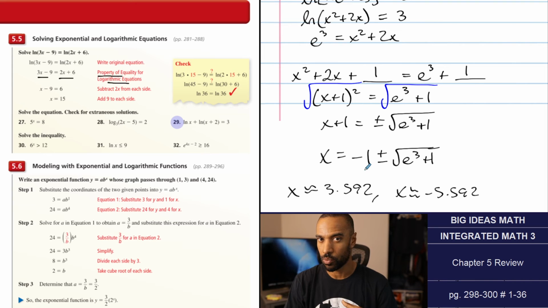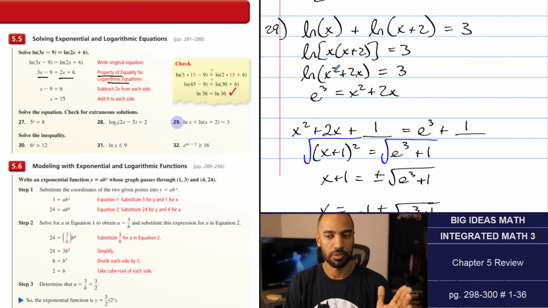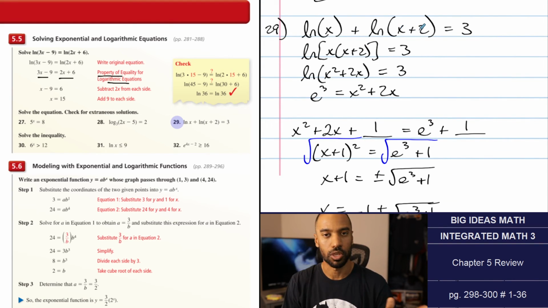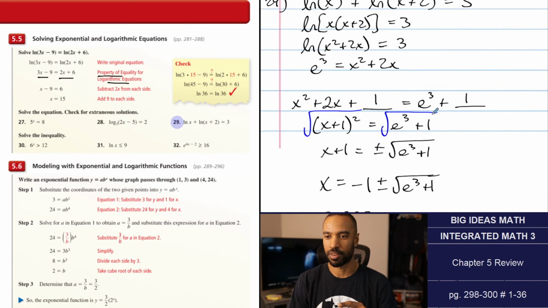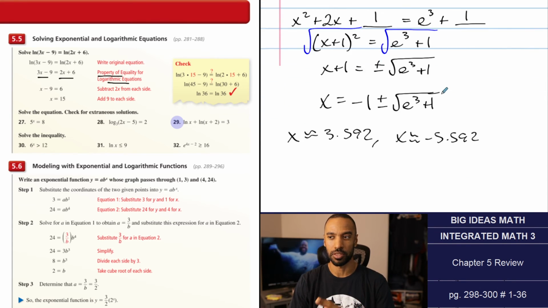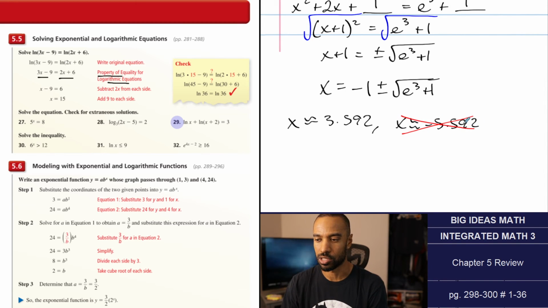You go back to the original equation and ask yourself, if I substitute these, am I taking the log of 0 or negatives ever? Not this one. These would have turned positive because of the squared bit. It's this part that matters. Natural log of 3.592 is good, and 3.592 plus 2 is good. Those are positive. The negative 5.592 is the problem. Log of a negative, log of a negative. Even if one of them was positive, if the other's negative, it's a problem. This is an extraneous solution.